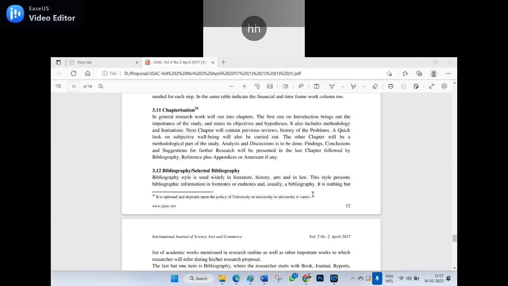Because number one is the overall introduction, number two is the conclusion, number three is the recommendations or suggestions. But better you write recommendations rather than suggestions, because suggestion is the outdated one. Recommendation is the new type of writing.